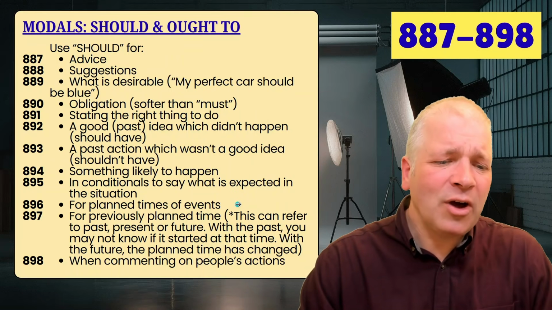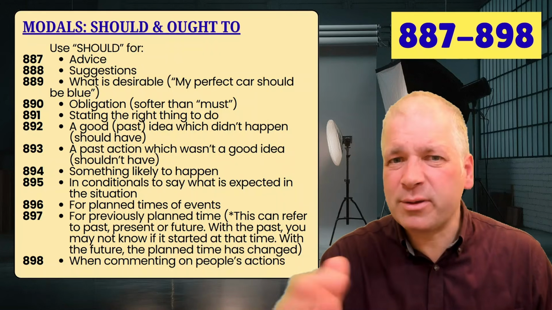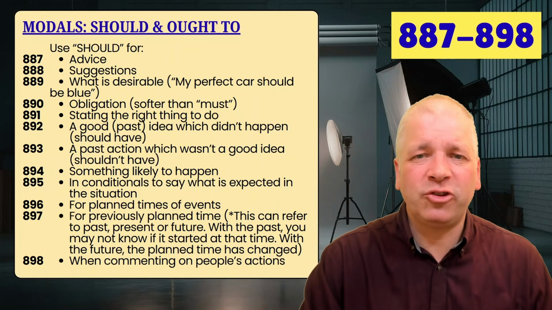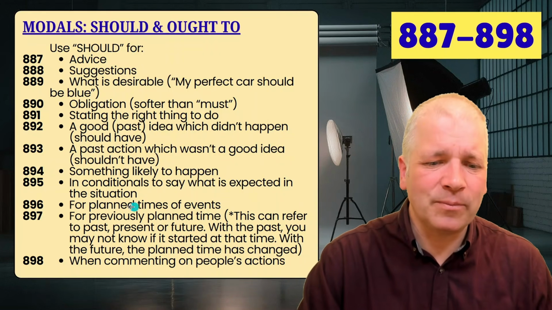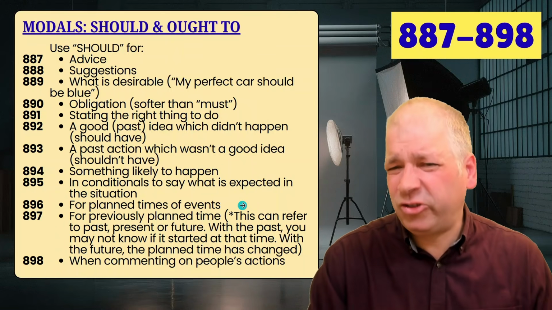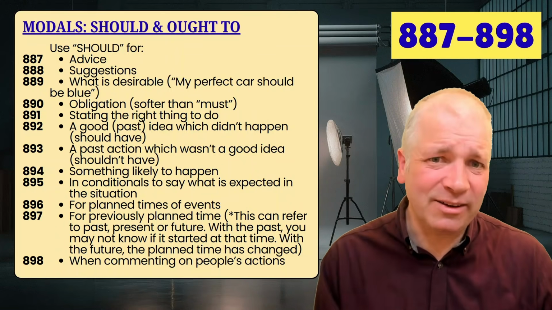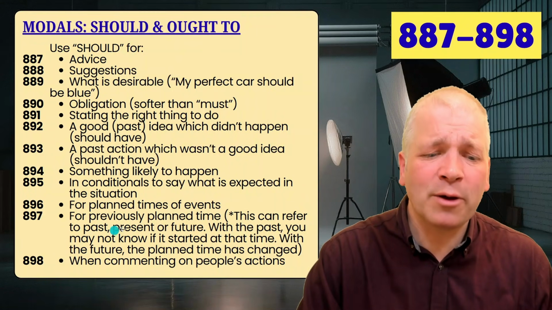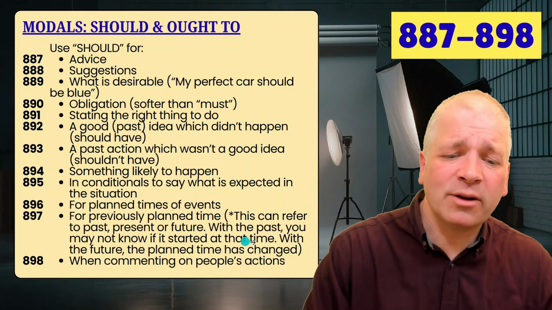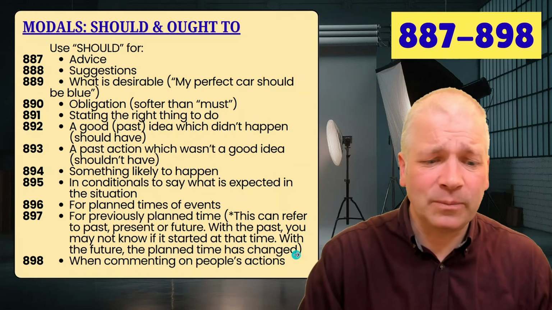For planned times of events, it should start at this time. It should start this afternoon. The game should start at 7. It's the planned time. Or for the previously planned time, if it changes. So it should have started at 5 o'clock. But it's been delayed until 7 o'clock. And this can refer to the past, present, or future. With the past, you may not know if it started at that time. With the future, the planned time has changed.